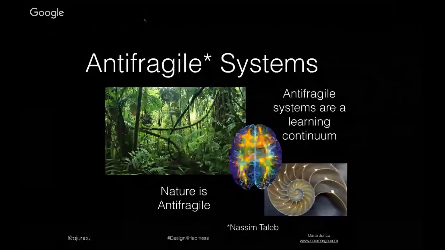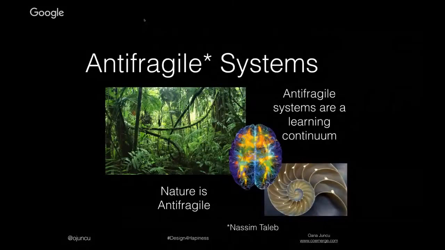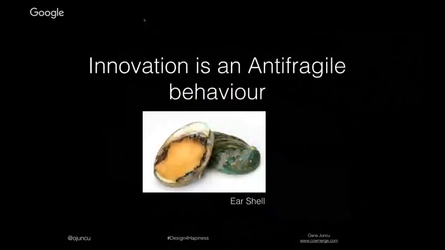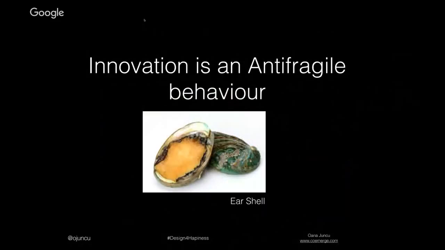Anti-fragile systems are learning continuums. Nature is anti-fragile. By the way, our brain is also anti-fragile. And we can also create maybe anti-fragile organizations, as innovation is an anti-fragile behavior. Nature improves from incidents. The eggshell, the example that I'm giving here, has a structure that can be attacked with a bazooka without being broken. So in terms of resistance, this is a wonderful example. Nature evolved from incidents. Why wouldn't our organization do the same?